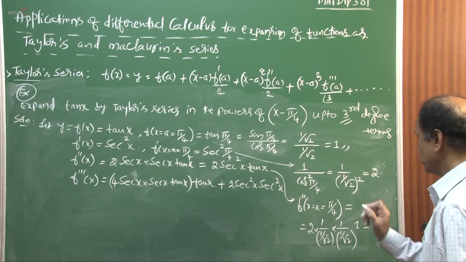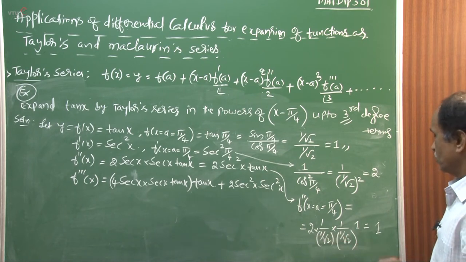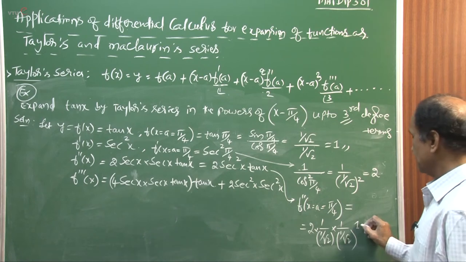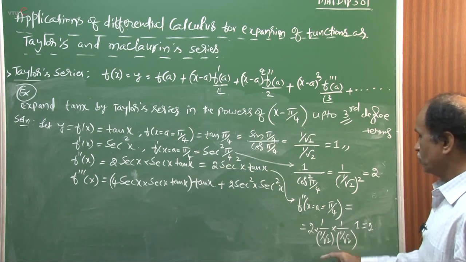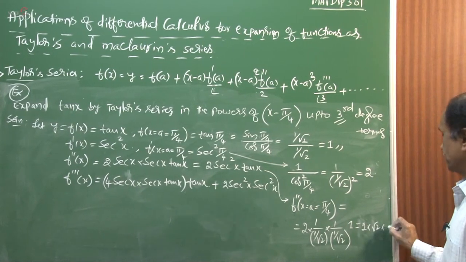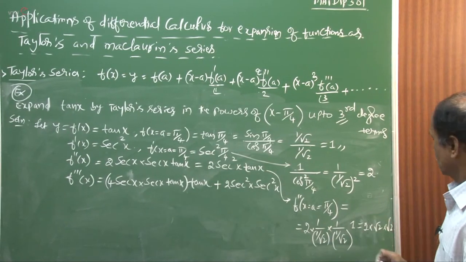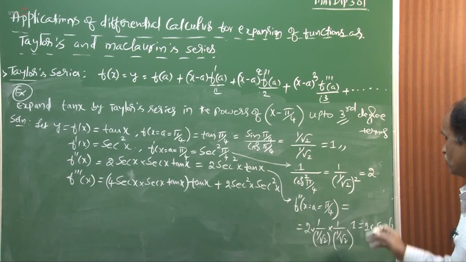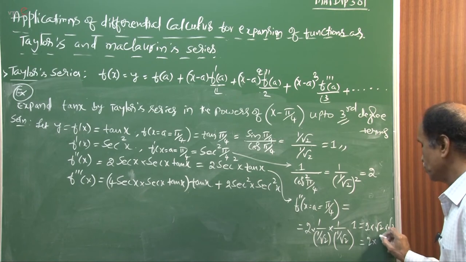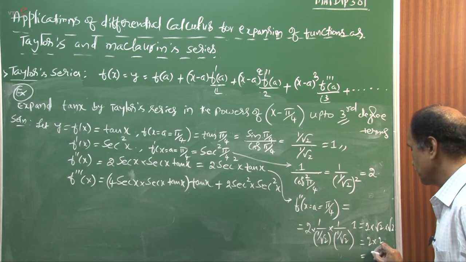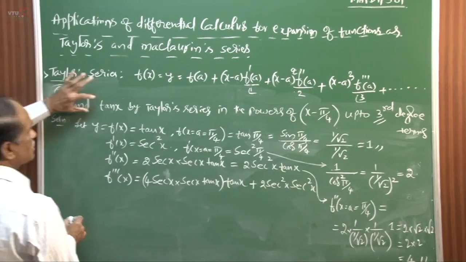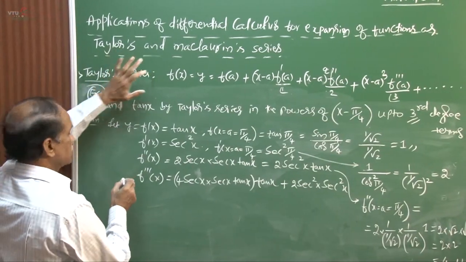The answer is plus 1, because 1 by root 2, if you cannot understand immediately, then you can write like this: that is equal to 2 into root 2 comes to the numerator, that is root 2 into root 2, this one 1 by root 2, root 2 comes to the numerator. Okay, root 2 into root 2 is 2, that is 2 into 2, the answer is plus 4. This is the value. Then you can expand this tan function using Taylor series.